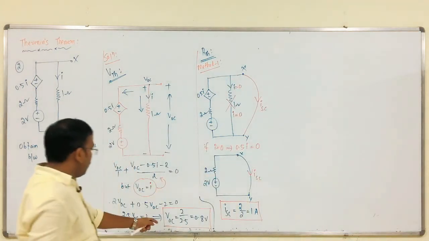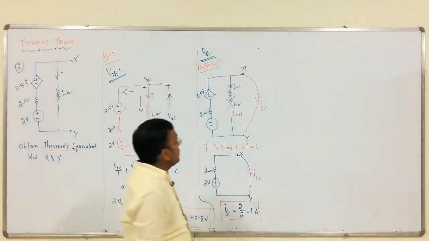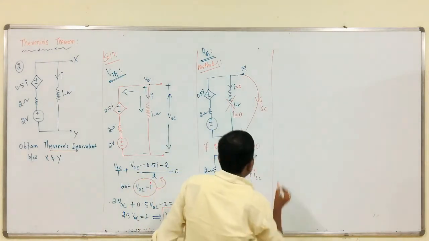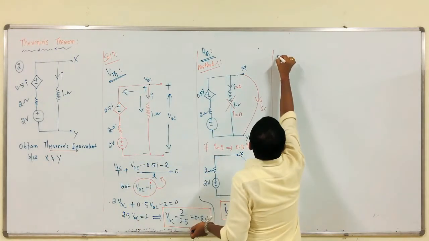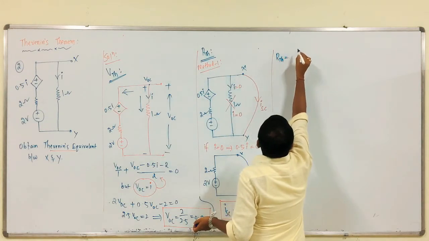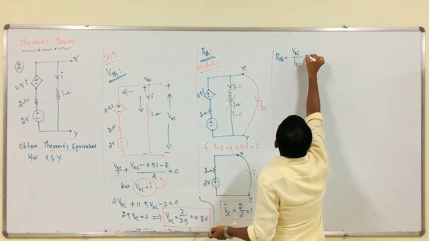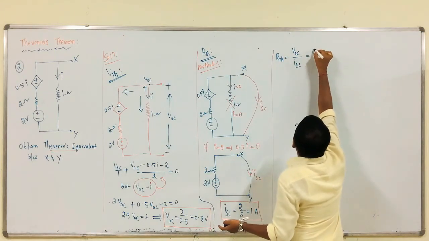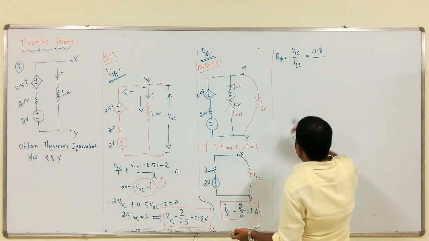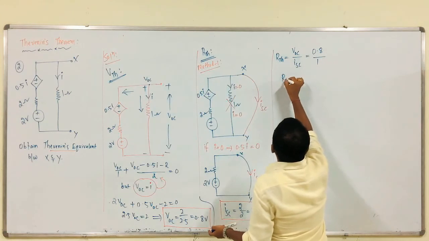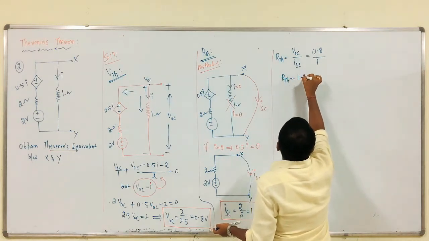See, we have VOC and ISC. Finally, RTH is equals to what? VOC by ISC, which is nothing but VOC is 0.8, ISC is 1. Therefore, RTH is nothing but 1 ohm.